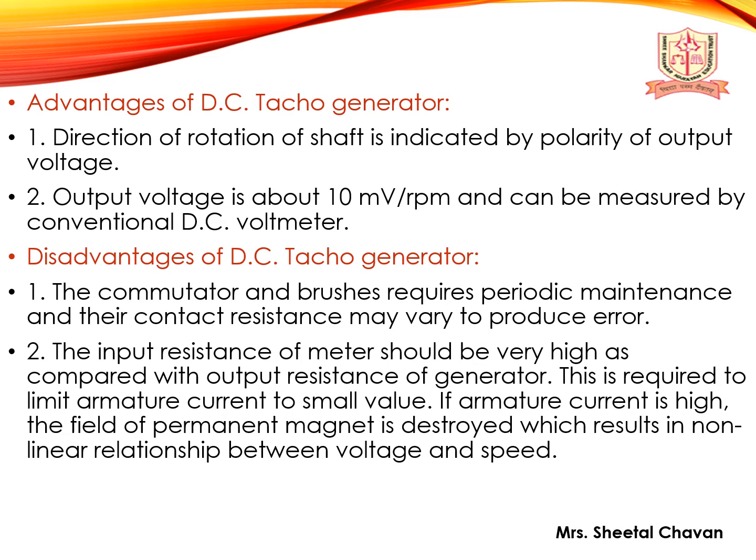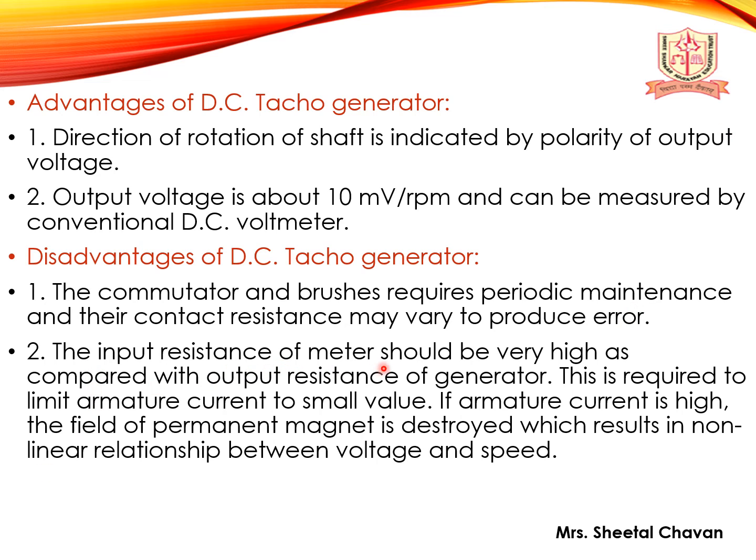Now let's see what are the advantages of DC tacho generator. The direction of rotation of a shaft is indicated by the polarity of output voltage. Second, output voltage is about 10 millivolt per RPM and can be measured by a conventional DC voltmeter. Then the disadvantages of DC tacho generator. The commutator and the brushes require periodic maintenance and their contact resistance may vary to produce error.